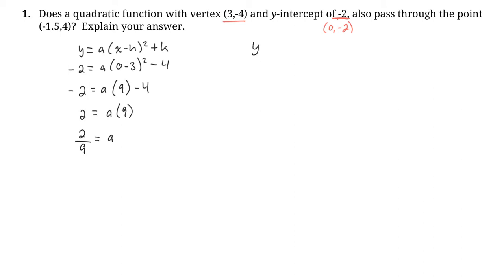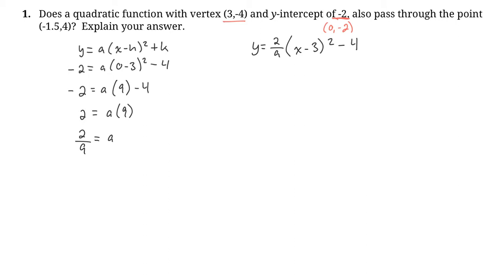But a is equal to 2 over 9, so we could put that into our quadratic equation in vertex form. So it'd be y equals, instead of a, we're replacing that a with 2 over 9, and in brackets we have (x minus 3) squared minus 4. So that's this quadratic in vertex form.